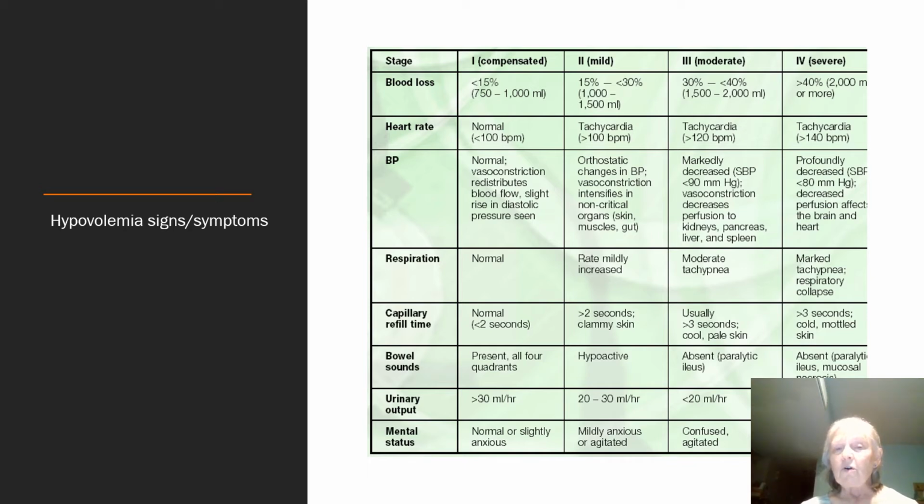And you can see with your heart rate normal in stage 1, but in stage 4, you're tachycardic. It's going to be greater than 140 beats per minute. Blood pressure, not too bad in stage 1, works pretty good. By the time you hit stage 4, it's profoundly decreased. Systemic blood pressure, less than 80. Decreased perfusion, you have to have something to push the fluid around. You also have to be able to have vasoconstriction in order for those vessels to work. At this point, when you get to stage 4, you have a lot of vasodilation, and so the blood just sits there and pools.